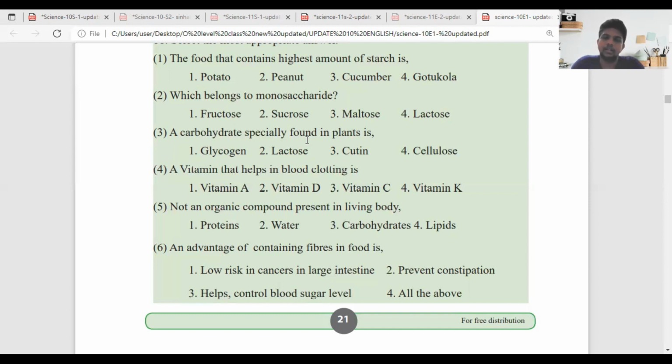And when you come to the cutin, it is found in 2 types of organisms. First one, arthropoda. It means the ones who have different types of specific capacities, and their body is covered with this cutin layer. Other than that, in microorganisms also, the small organisms, you can find cutin. Good. Fourth one.